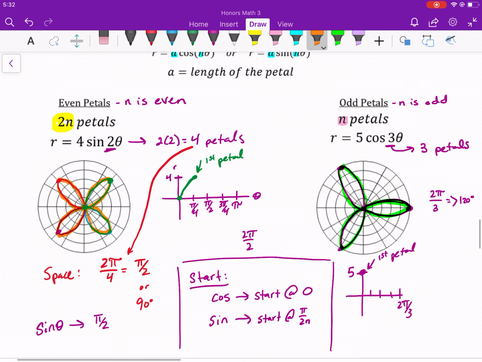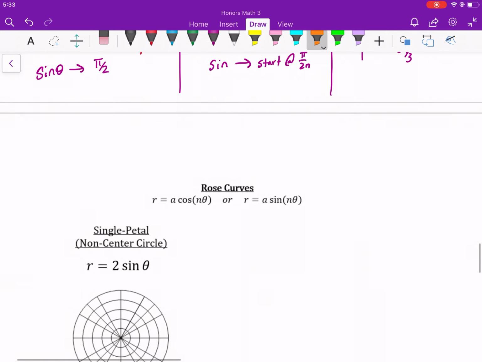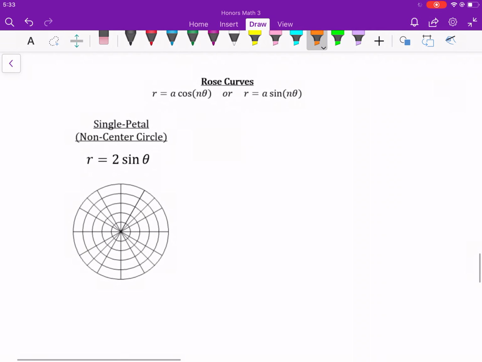So let's go do our last little petal. It's called the single petal. It's actually just another odd one, just a special odd one. And the reason we separate it is because when it's a single petal, you're actually just drawing a circle. We do need to know where it starts. The length of the petal is 2. Since it's sine, I showed you that little trick. Sine starts at pi over 2 times our n. In this case, our n is 1. So we start at pi over 2. We're going to go out 2 because of the 2 in front right here.